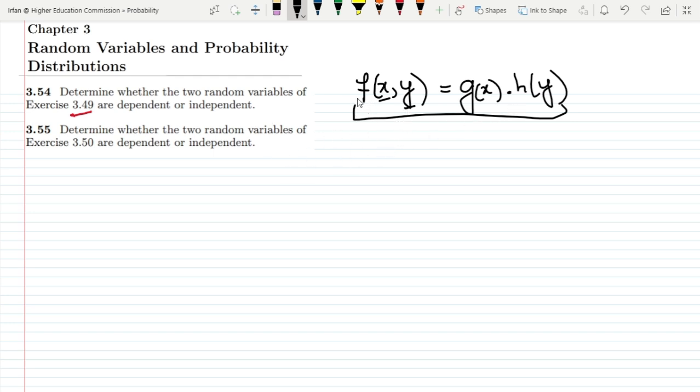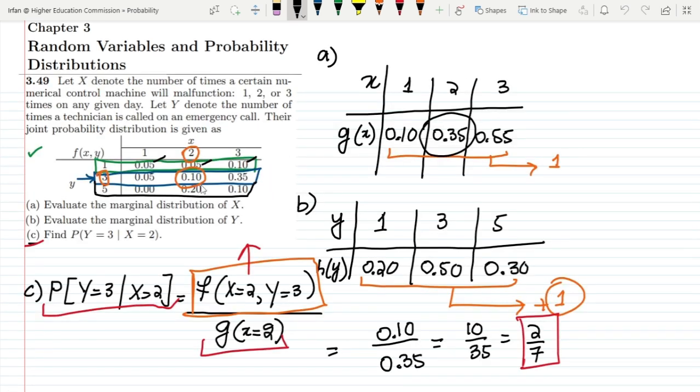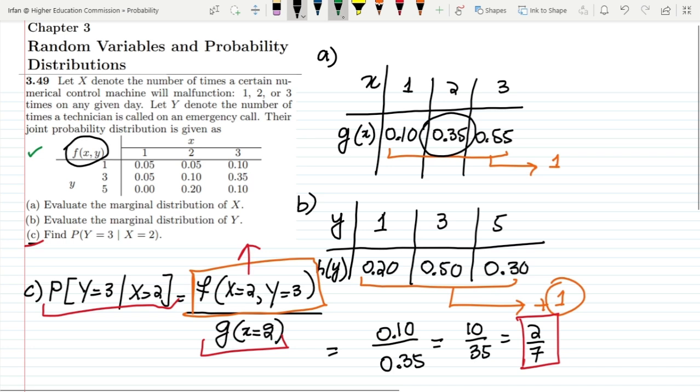So here we have to check the same property for the random variables which we have seen. So let us move to question 3.49 and see what was given there. This was question 3.49, where we had this table. In this table we can see all the values of f of x,y, while the g of x and h of y values were calculated. Here we can easily see that this is for f of x,y, while these are for g of x and h of y.